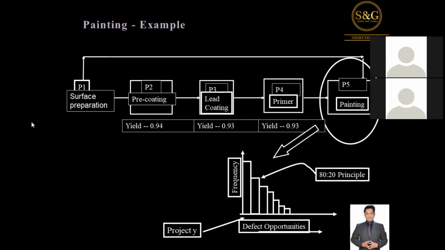Now here the identification was done as the painting was the lowest yielding job. So based on the data of each and every stage, the yield was calculated, and out of that yield, the lowest yield process is selected as a priority. Can you please explain how this 80-20 principle is applied on that graph wherein frequency and defect opportunities are mapped in X1? Very good example.